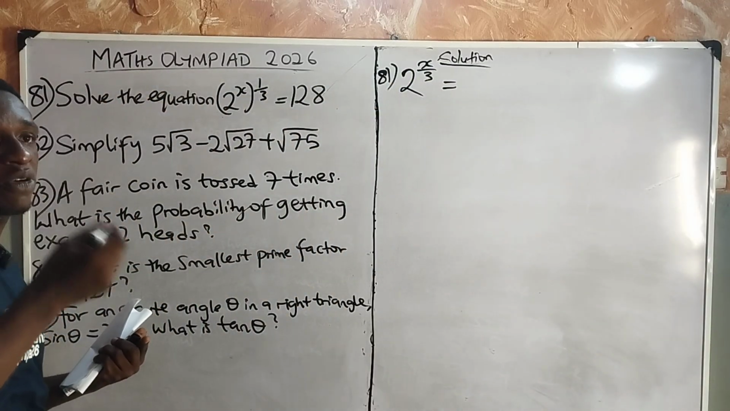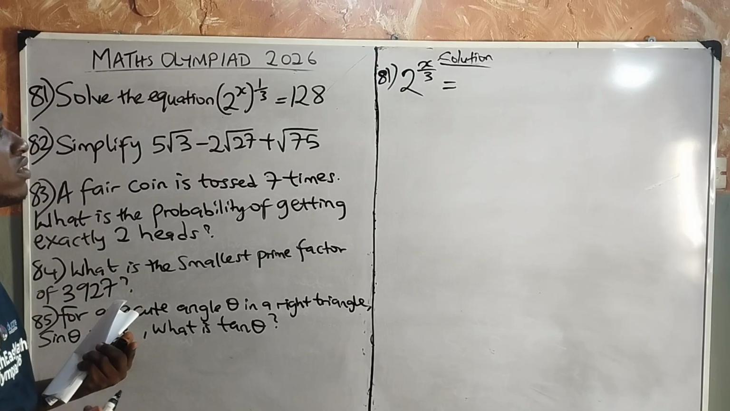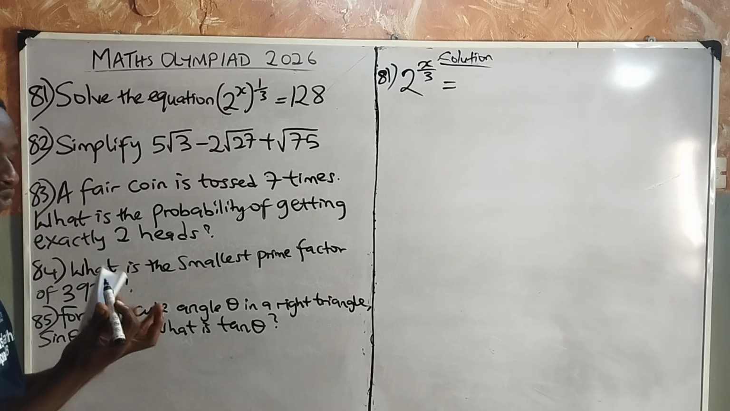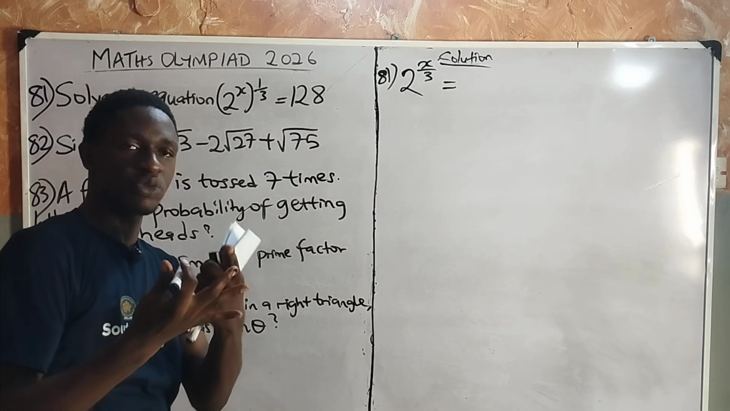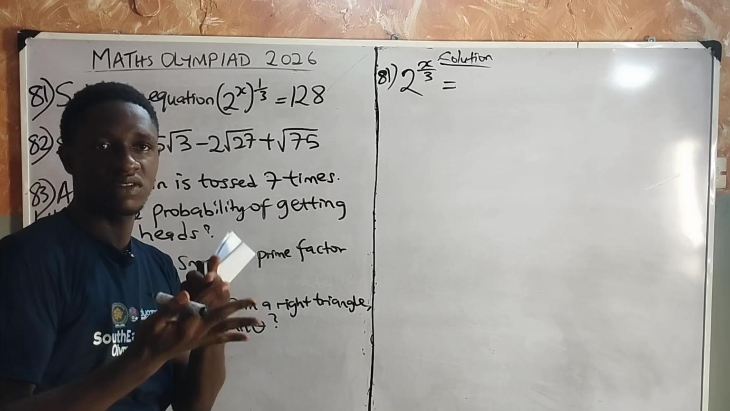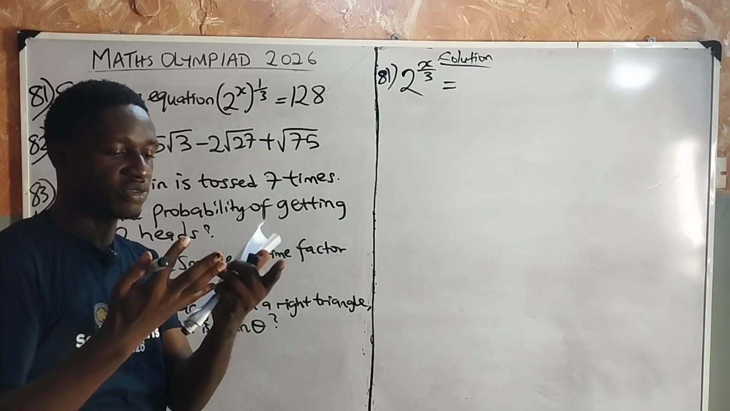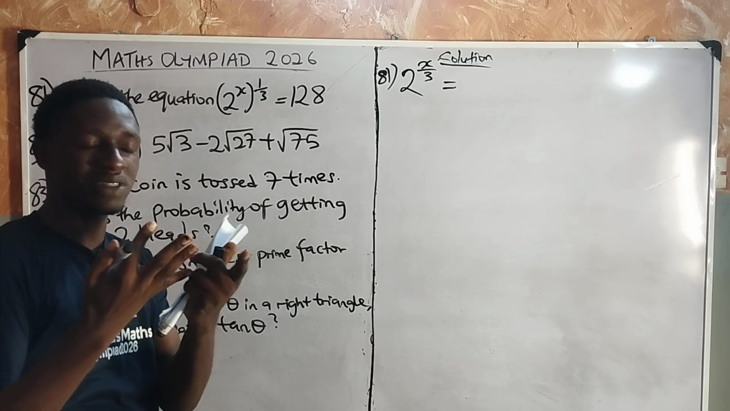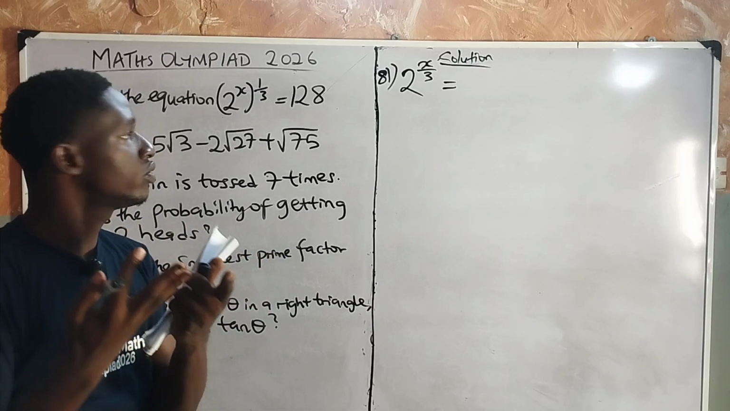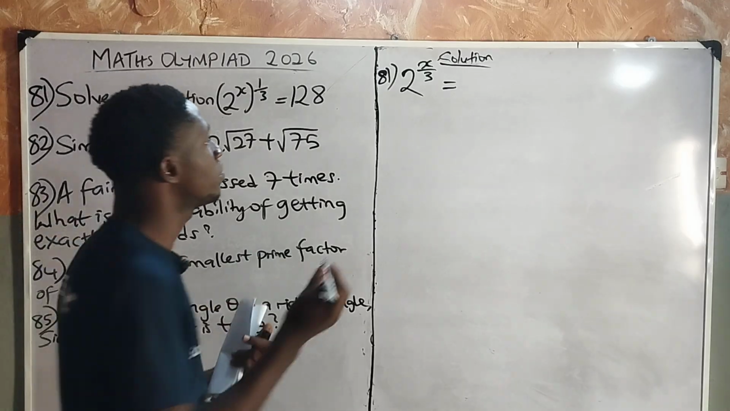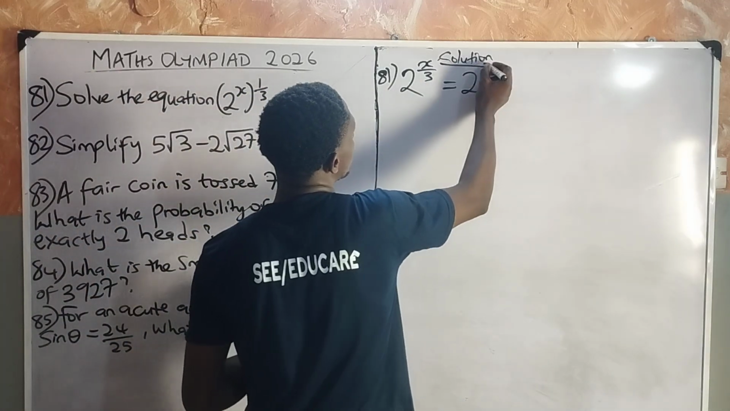What is 128 in index form? That is, how many number of places will 2 multiply itself to give you 128? That is, 2 times 2 is 4. 4 times 2, 8. 8 times 2, 16. 16 times 2, 32. 32 times 2, 64. 64 times 2, 128. So it's going to go 7 places. That is 2 raised to the power of 7.